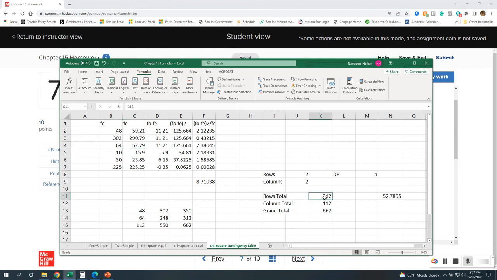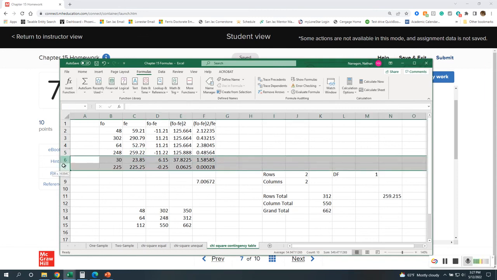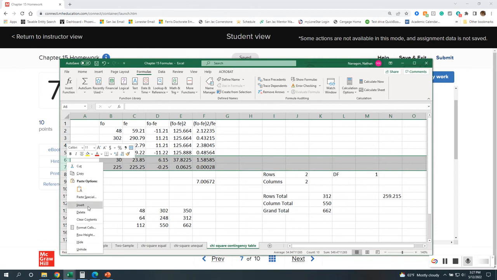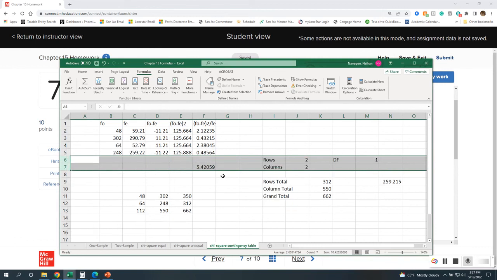Alright. So, last one. 248. Row total 312. 550. Comes out to 259.22. And these two get deleted. So we have about a chi of 5.42.